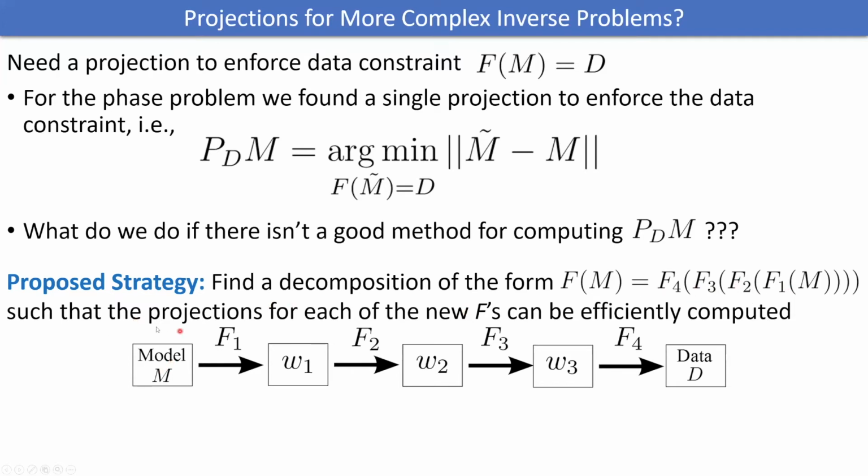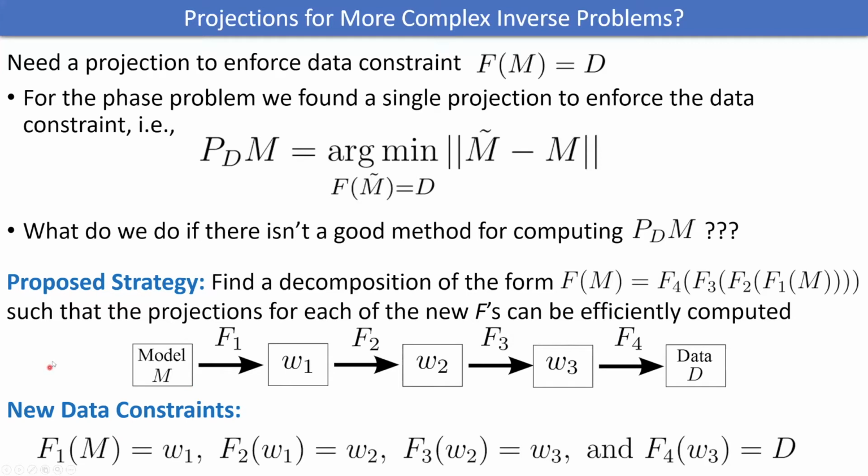And so essentially what we're doing now is, instead of just treating the relationship between the model and the data as just one simple operation F, we're instead splitting it up. So now we basically have this representation here where we have our model estimate M on the left, the data D on the right. And now we're breaking up the relationship of the forward model. So now we're treating it as applying F1 to the model to get this intermediate quantity W1, then F2 to get W2, then F3 to get W3, then F4 to get all the way to the data.